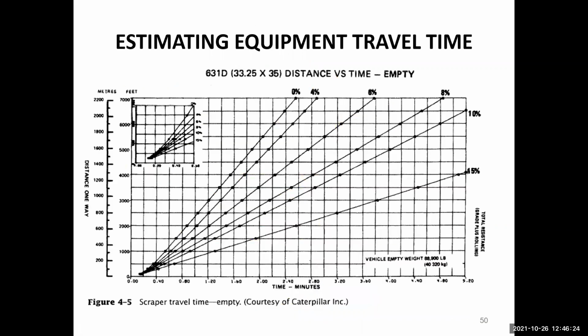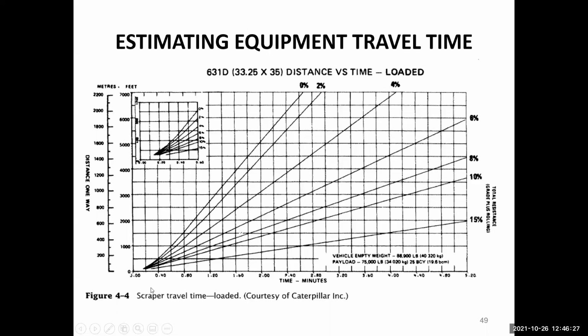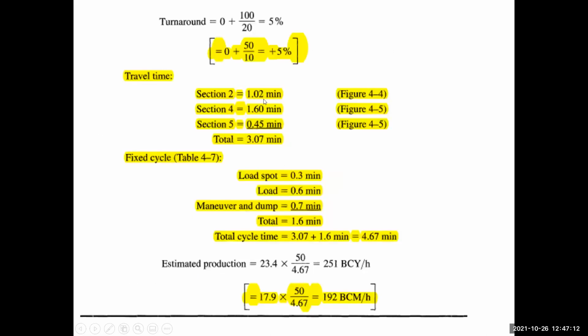For this, we will look at this table. This is the loaded case. The distance is 600 meters and the slope was 1%. If the slope was 1%, we will see some value between here and here, because 0, 1%, 2% is the slope. The travel time will be somewhere here. It will be 0.8 and 1.2, about 1 minute. So we can take a travel time of about 1.02 minutes.